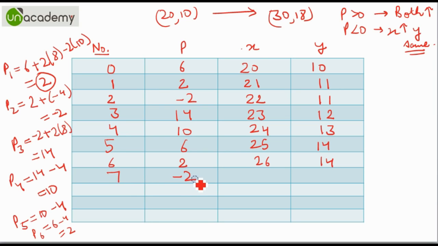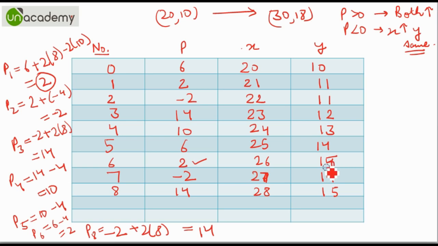In the 7th iteration we will have -2. So we will increment x only, y will remain the same. In the 8th iteration we will have -2 plus 2 times delta y. This will come out to 14. Positive value, we will increment both. By mistake, I have written for the positive p value, I did not increment here, so this will be 15. And this also will be 15. And hence this will become 16. So now this is correct.